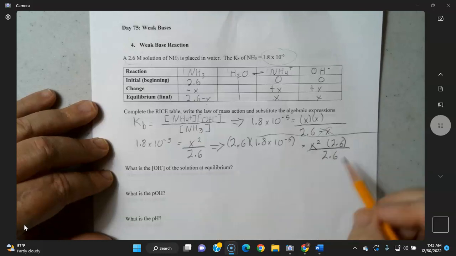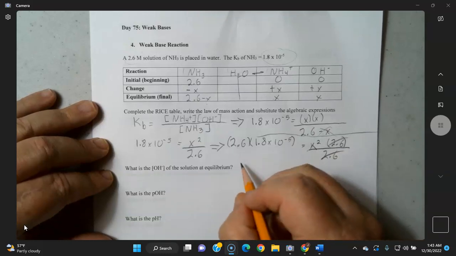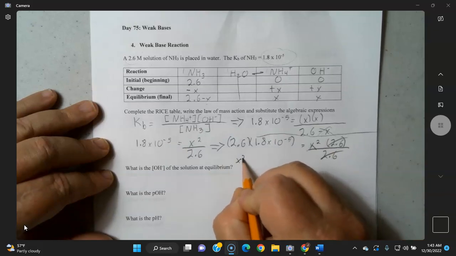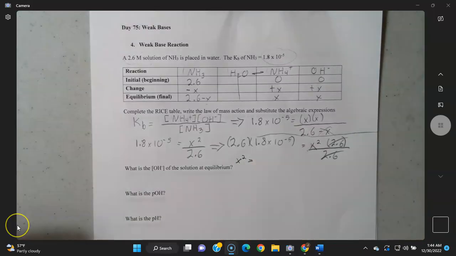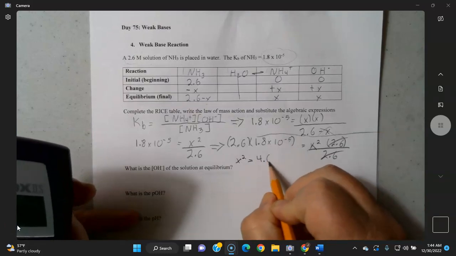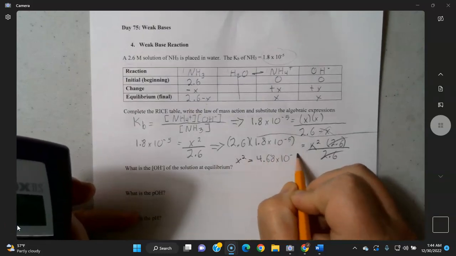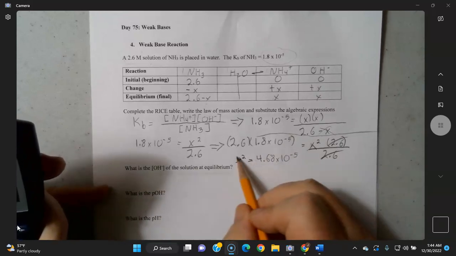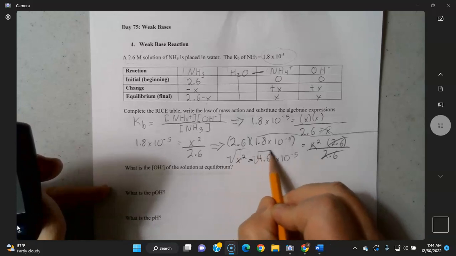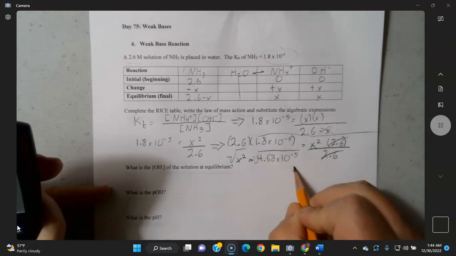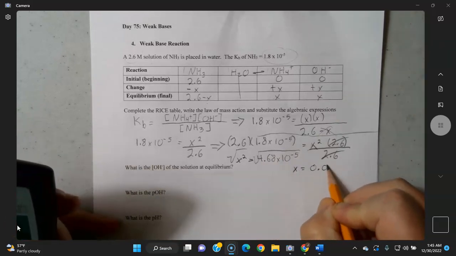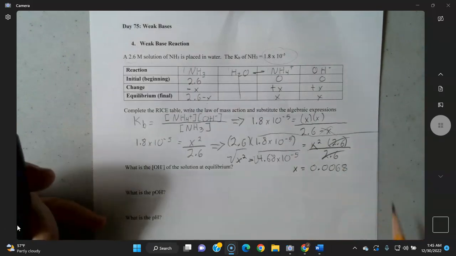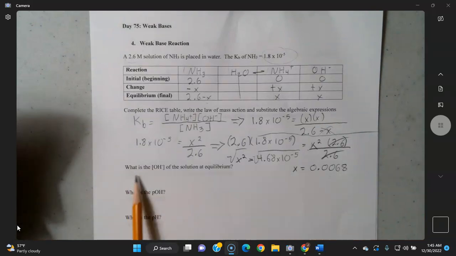Okay, so we multiply both sides by 2.6. They cancel on this side. Come down here and we get these two multiplied together. Take the square root of both sides, and that's going to give us x equals 0.0068.